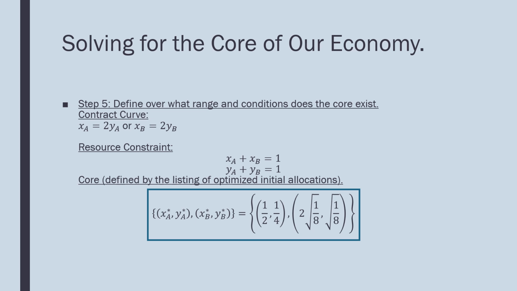So for consumer A, it's going to be 1/2 and 1/4. And for consumer B, it's going to be 2 times the square root of 1/8 for good XB and the square root of 1/8 for good YB. So that's this video on solving for the core of our economy.